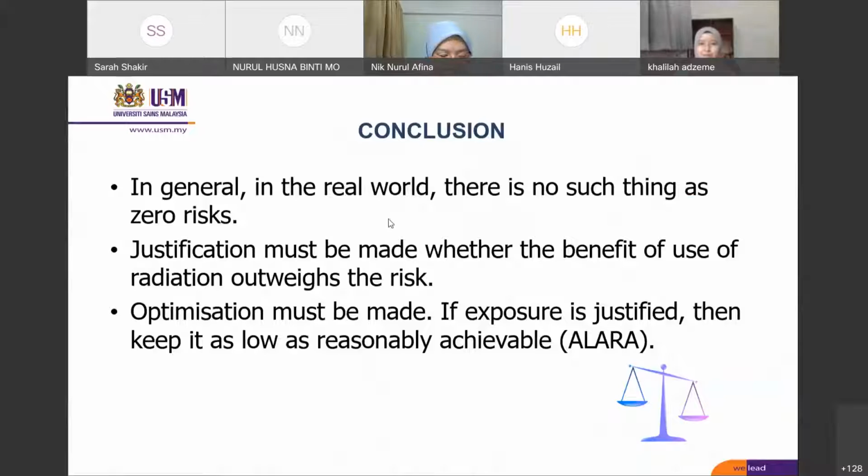Okay, in conclusion, in the real world, there is no such thing as zero risk. Therefore, justification must be made whether the benefits of the use of radiation outweigh the risk. Optimization must be made. If exposure is justified, then keep it as low as reasonably achievable.